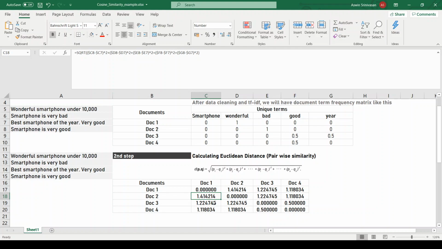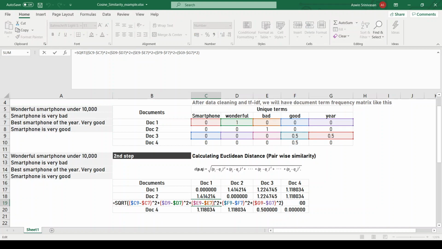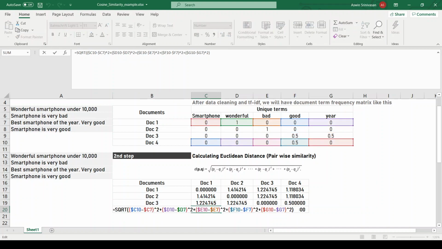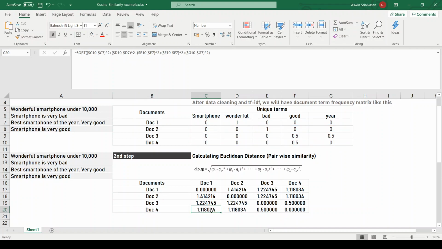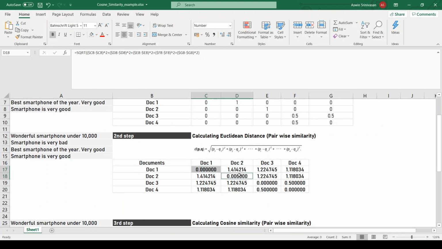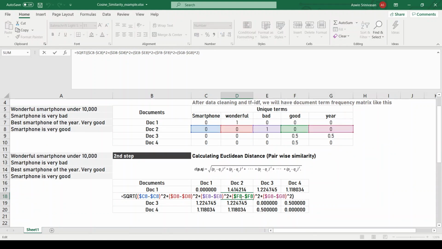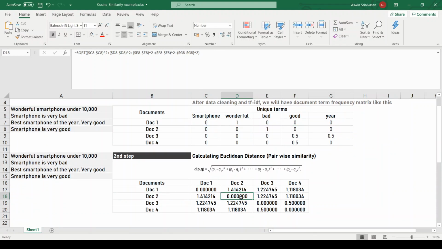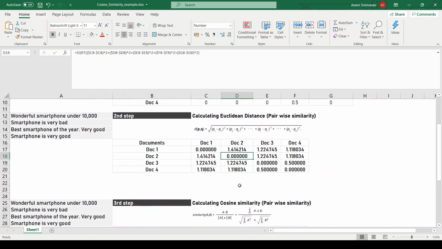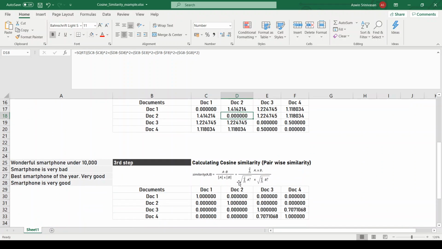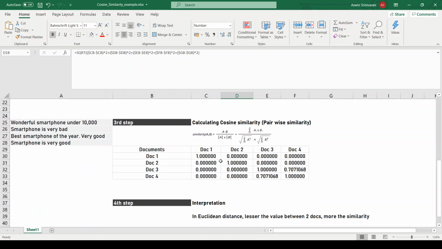Similarly, we can calculate the distance between document 1 and document 3, document 1 and document 4 and so on. Remember, the diagonal value will always be 0 as we are comparing the same document, that is document 1 and document 1, document 2 and document 2 like that. So its values will be the same. Okay. So having calculated this, we will now see how cosine similarity is calculated.